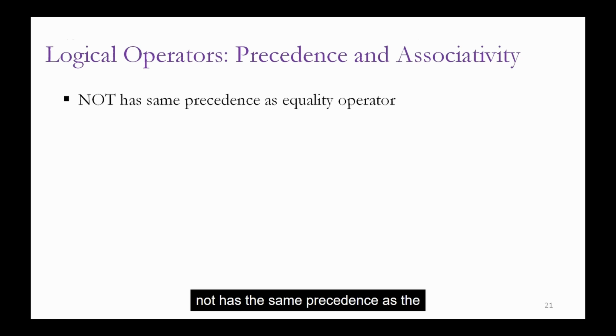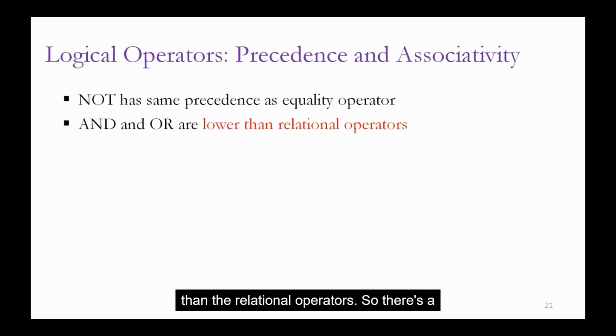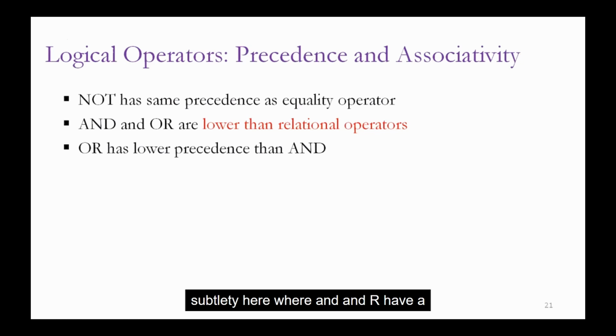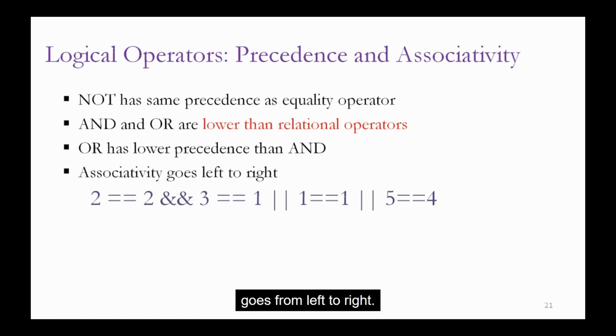Not has the same precedence as the equality operator. If you remember the relational equality operator, not has the same precedence as that, but AND and OR are lower than the relational operators. So there's a subtlety here where AND and OR have a lower precedence than NOT, and in fact OR has a lower precedence than AND. Associativity goes from left to right. Now what does this mean in practice?